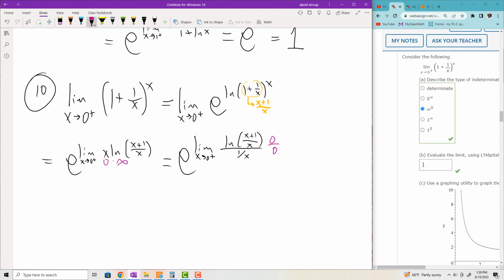And then you can do your L'Hopital's to it, and hopefully you'll get the answer from there. Okay, so the answer should be 1, but it's missing some steps. So again, please show all work or you will not get full credit. At the end of the day, it's 1.